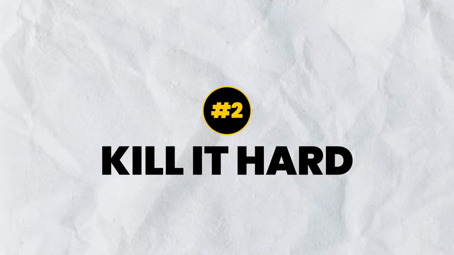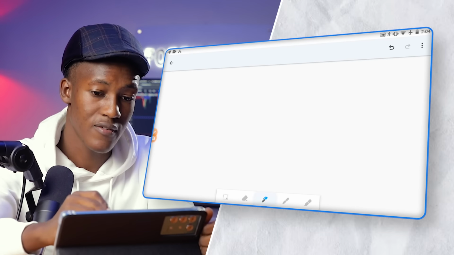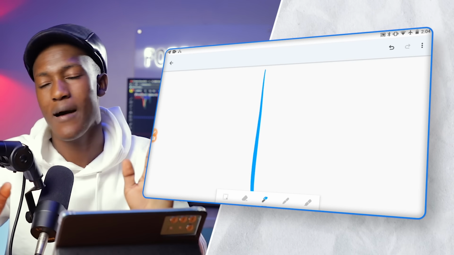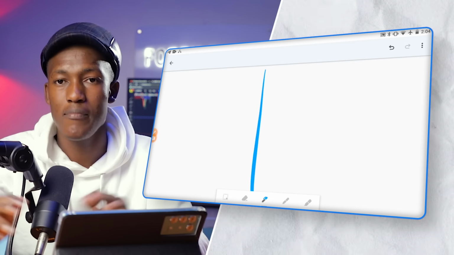Now, the second thing that you need to do is kill it hard. Every time you have that chance and you have some good trades, well, kill it hard. Now, let me show you something. So here's what most traders do. Some traders are going to close their trades very quickly. Oh, well, I'm panicking. I don't want to lose my money and all that. And I've made some money. Let me close it off.